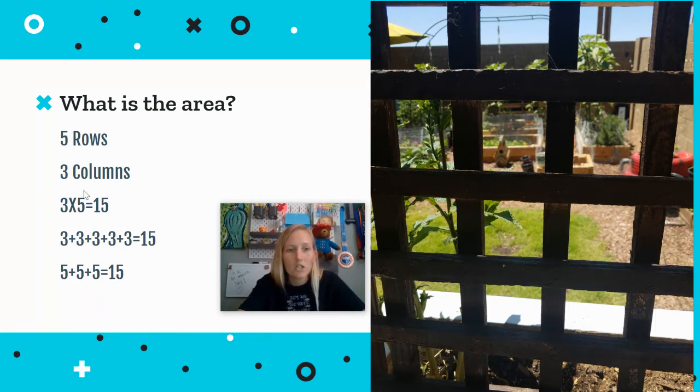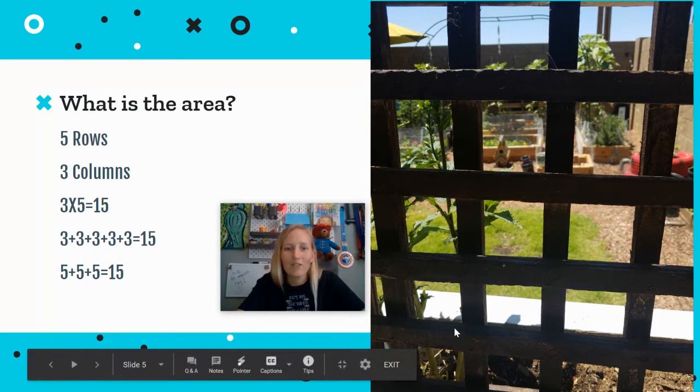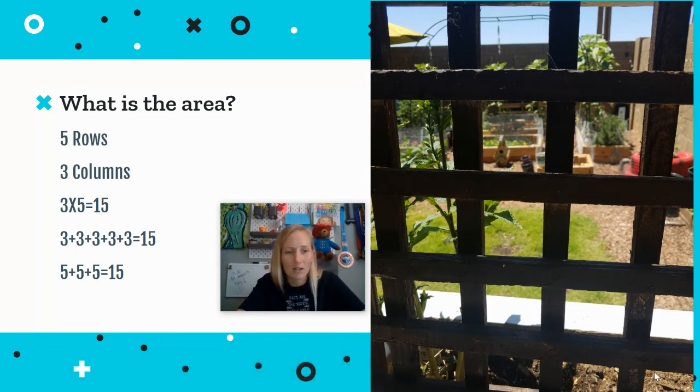Now this multiplication problem right here, you could flip it around and say five times three as well. Those are both the same, just like in addition where you can flip the two numbers. Same thing for multiplication. You can flip the two numbers around, the answers are the same. So how I figure this out is, let's say I did 3 plus 3 plus 3 plus 3 plus 3, which is 15. So 3 plus 3 is 6. 6 plus 3 is 9. 9 plus 3 is 12. And 12 plus 3 is 15.